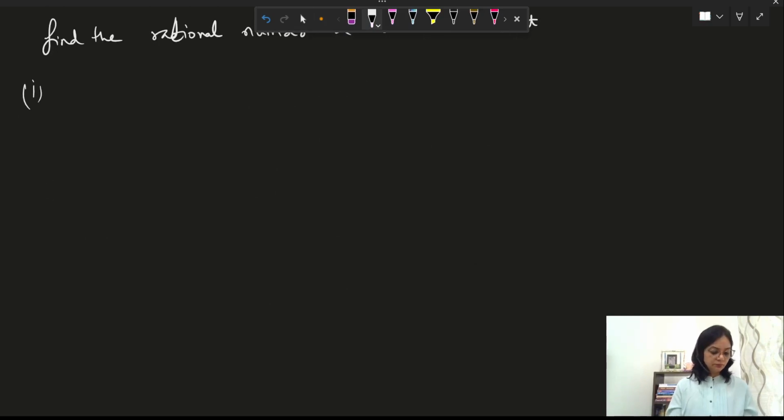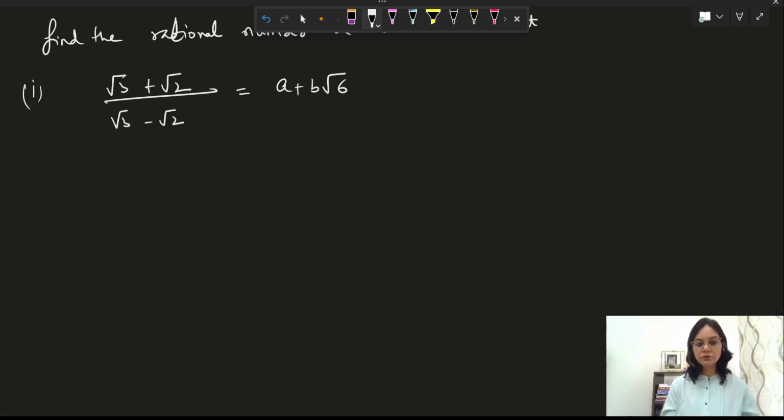Part 1, where you have an expression of the form (root 3 plus root 2) by (root 3 minus root 2) is a plus b root 6. You need to find this out. So how will I solve it? Same thing, I have to rationalize the denominator. Whenever you have these types of questions, to simplify them you need to rationalize the denominator.